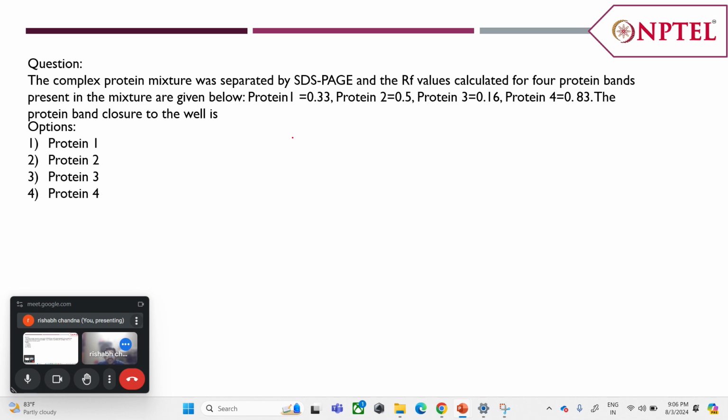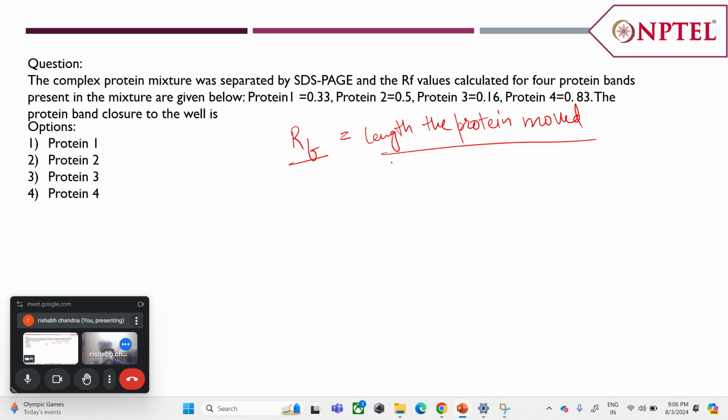so RF basically stands for the retention factor. How it's calculated is, the length the particular protein has moved by the total length the dye has moved.